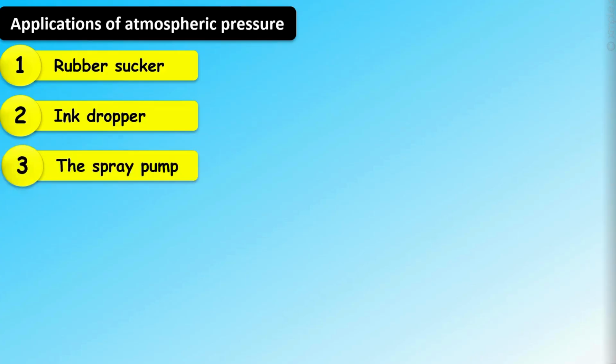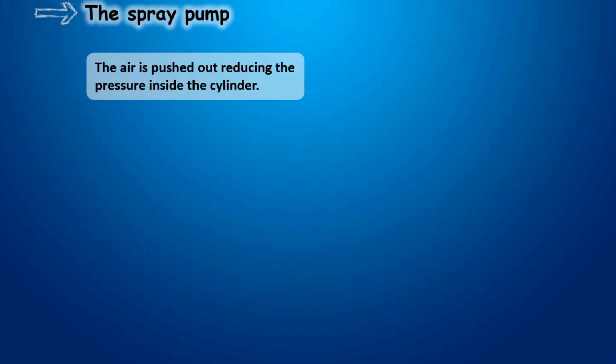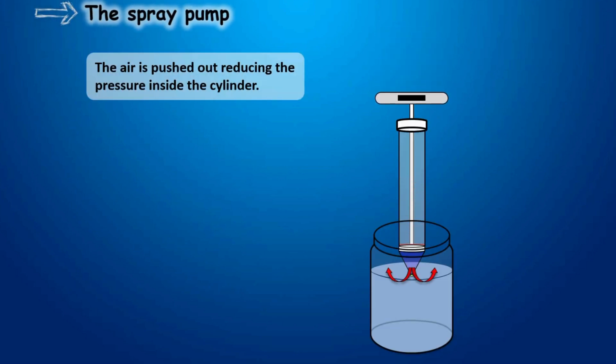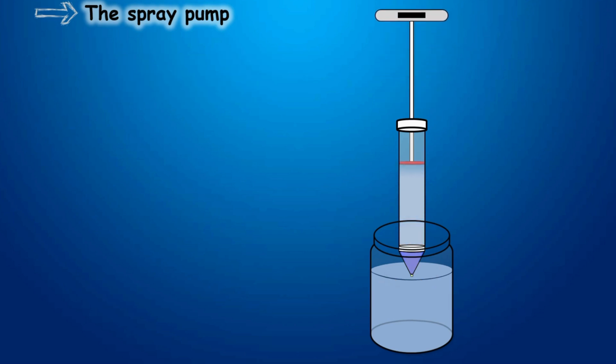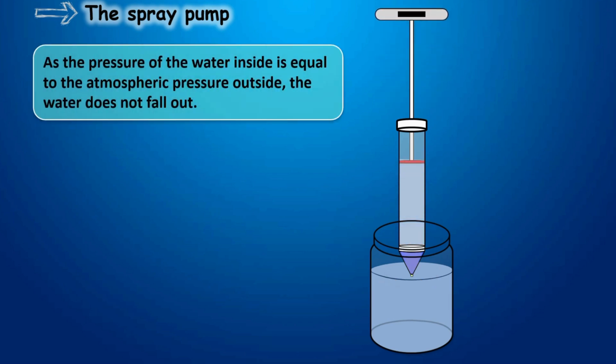The spray pump. The air is pushed out, reducing the pressure inside the cylinder. As the pressure of the water inside is equal to the atmospheric pressure outside, the water doesn't fall out.